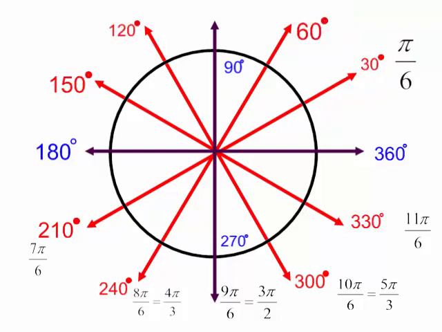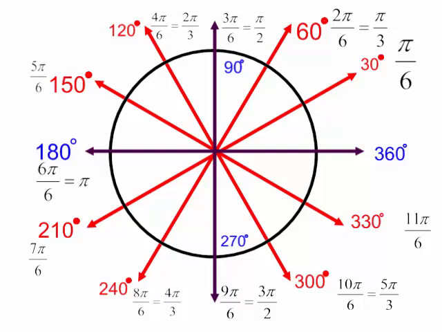At 30 degrees, my radian is pi over 6. At 60 degrees, my radian is 2 pi over 6. At 90 degrees, I have 3 pi over 6, 4 pi over 6, 5 pi over 6, 6 pi over 6. At 210 degrees, I'm at 7 pi over 6, 8 pi over 6, 9 pi over 6, 10 pi over 6, 11 pi over 6, and finally, 12 pi over 6, also known as 2 pi.